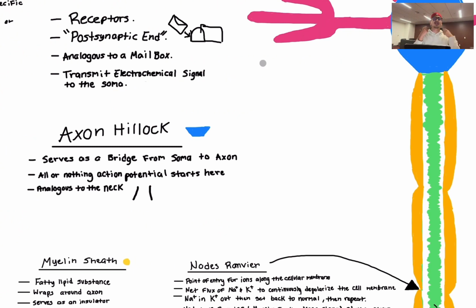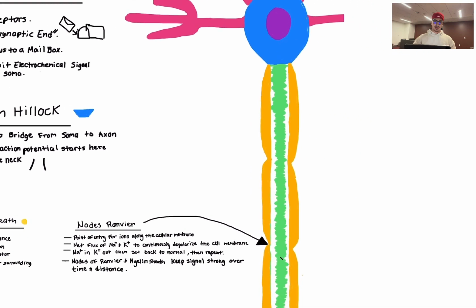So here at the axon hillock, like we said, it's the neck. It serves as a bridge from the soma to the axon, and it's responsible for the all or nothing action potential, and it's where it starts. So basically, once this electrochemical signal reaches the axon hillock, it's like, hey, are we going to send down this message or not? And if we are, we're sending it full throttle, there's no going back. That's what I mean by all or nothing: we're going to send this message, boom, it's getting sent, with no delays or nothing getting in its way.